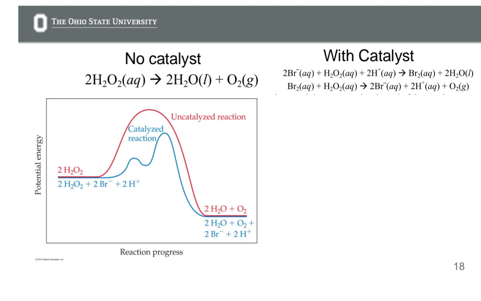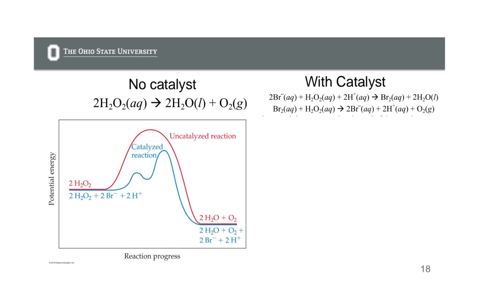Here what we can see then is that when we add a catalyst, the reaction coordinate diagram changes. So when we add, for instance, in this case, hydrobromic acid, which completely dissociates to form H plus and Br minus, this acts as a catalyst for the decomposition of hydrogen peroxide. And it occurs in a couple of steps, okay?